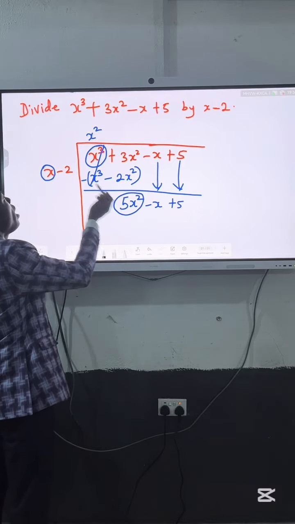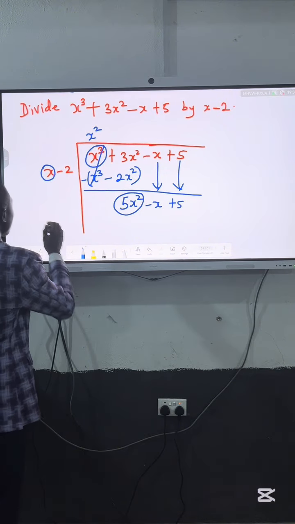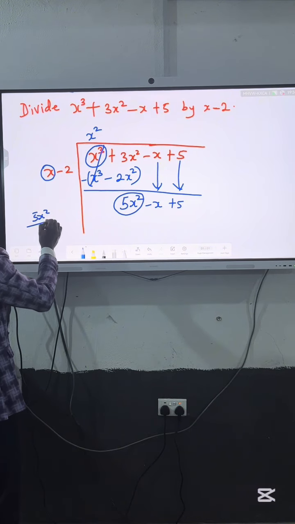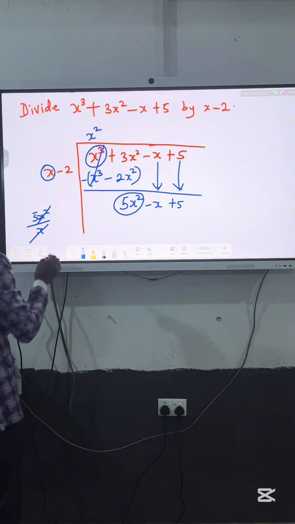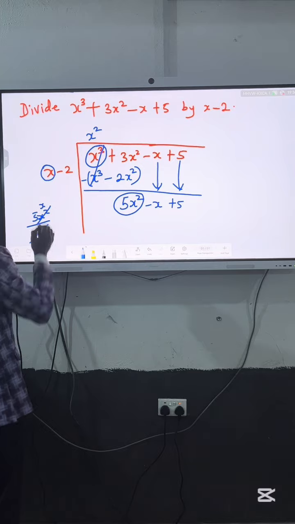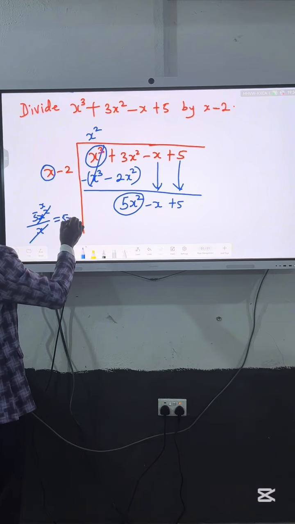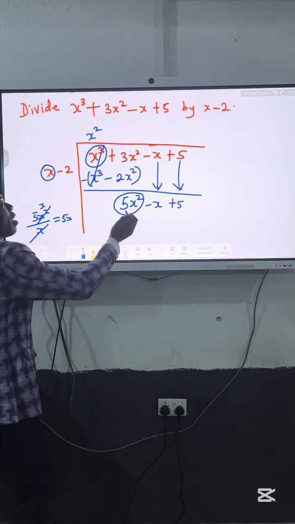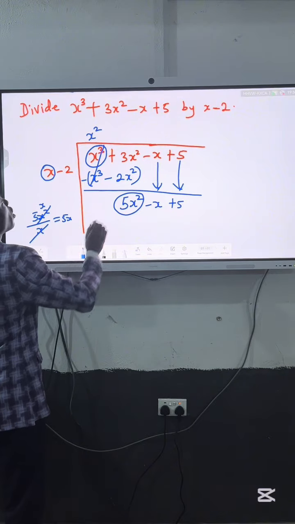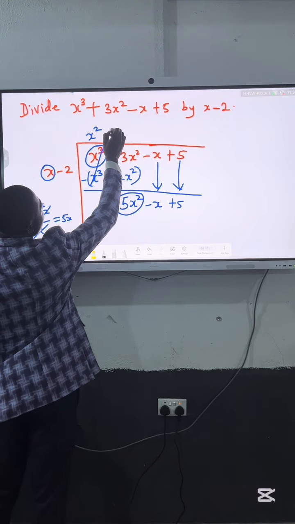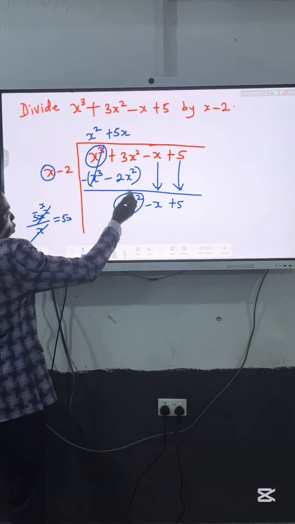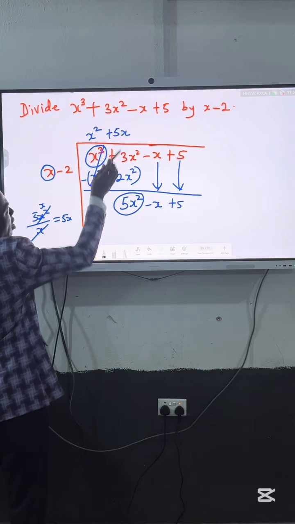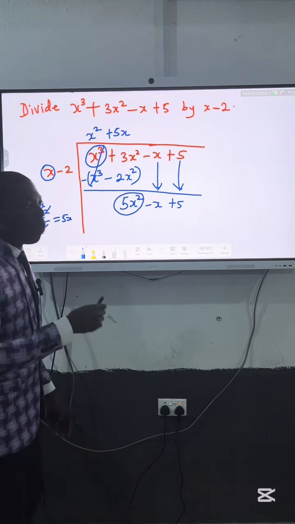Divide it again only by x. So you're having 5x squared divided by only x. x squared means x times x, so x will cancel this one, but one of them will survive. It means that here we have 5x. So 5x squared divided by only x, we are going to get 5x, or plus 5x.